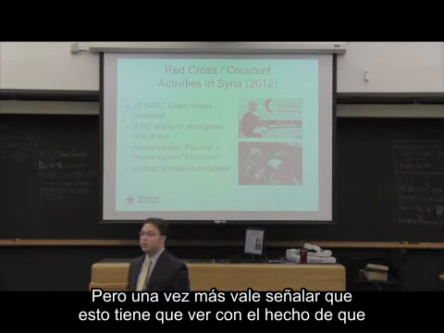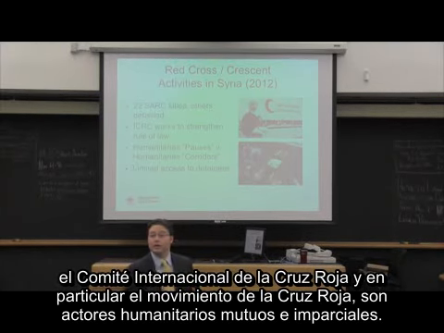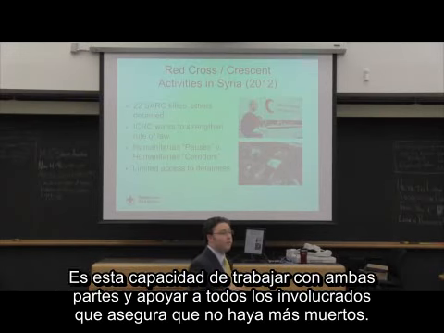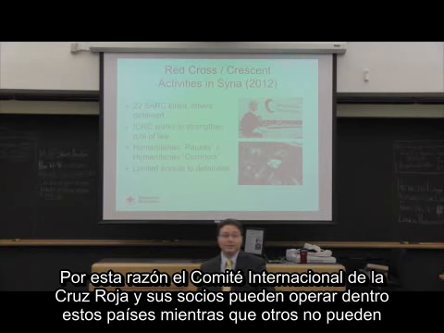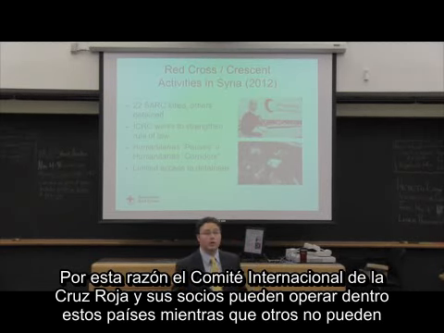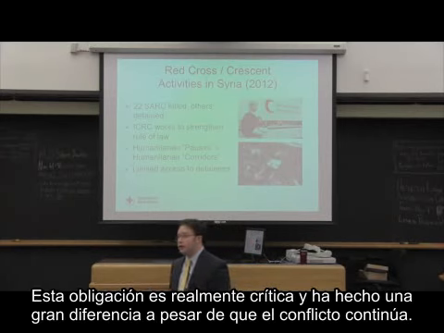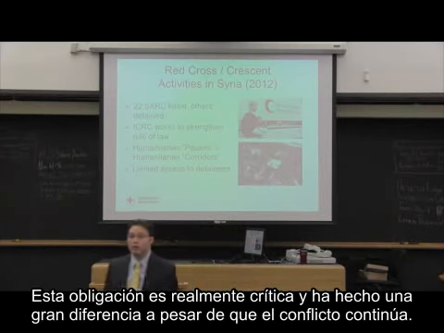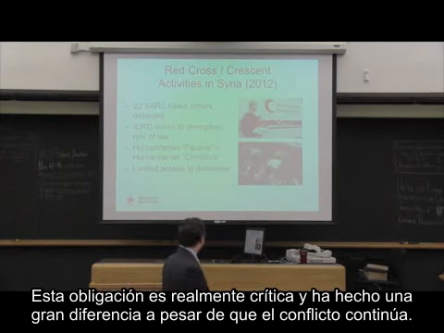But again, this goes back to the role of the ICRC in particular and the Red Cross movement as neutral, impartial humanitarian actors. It's because of their role, their ability to work with all sides, to garner trust and support from everybody involved, that there aren't more deaths, that the ICRC and their national society partners can operate within the country continuously, while others are unable to do so for security threats. They're not able to get visas into the country, a variety of other reasons. So the ICRC's role is really critical and has made a lot of difference, even though the conflict continues.